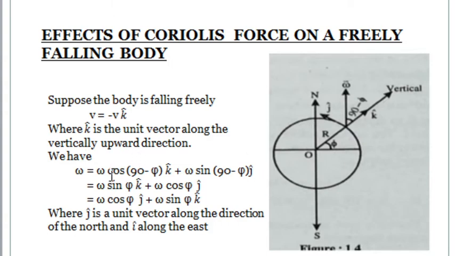We already know that cos 90 minus phi is equal to sine phi and sine 90 minus phi is equal to cos phi. So, I am substituting these values in this step. We got omega equal to omega sine phi k cap plus omega cos phi j cap. Rearranging this equation, we got omega cos phi j cap plus omega sine phi k cap, where j cap is the unit vector along the north direction and I cap is the unit vector along the east direction.